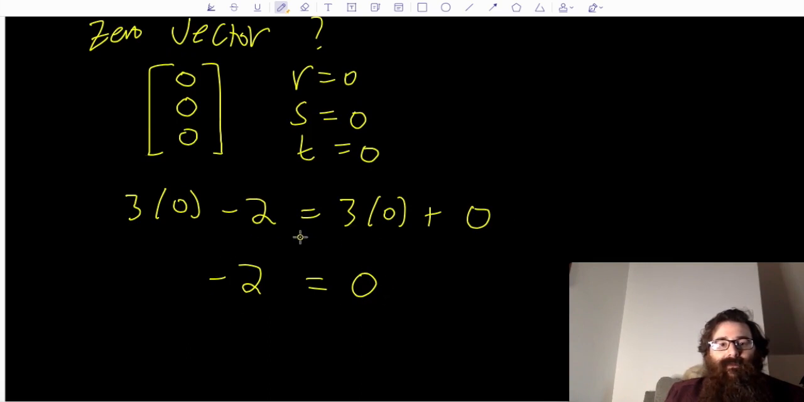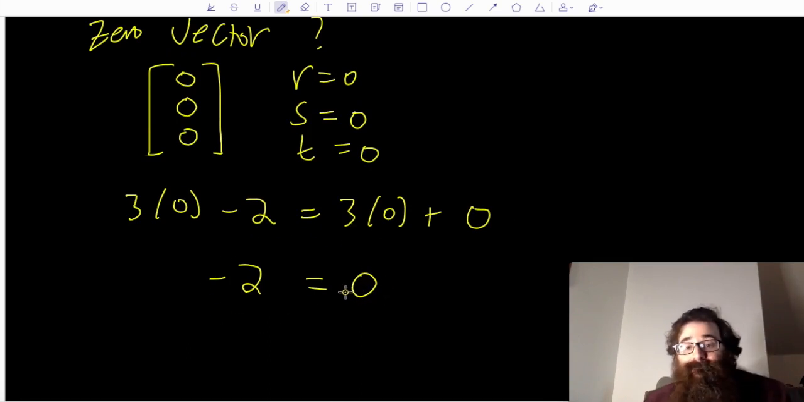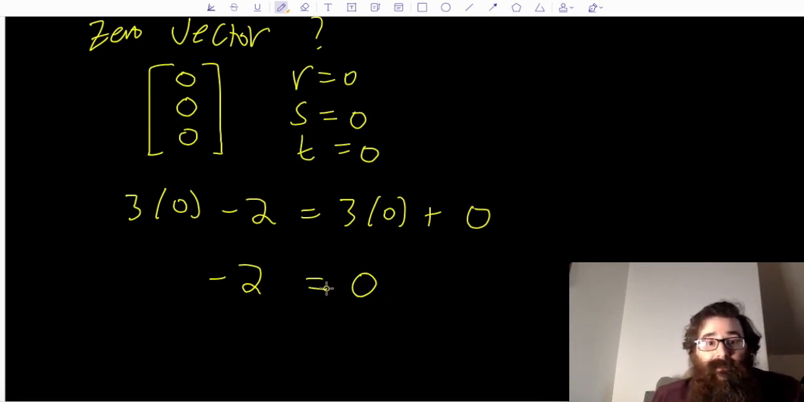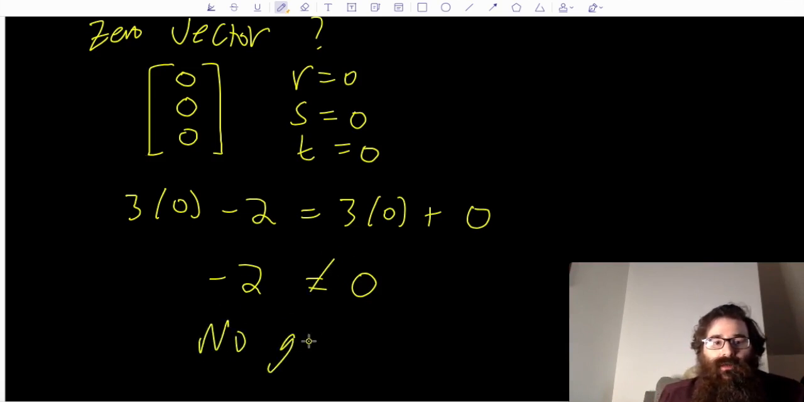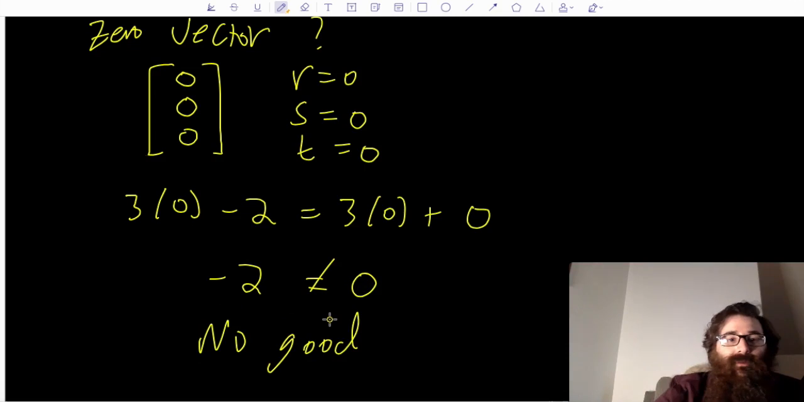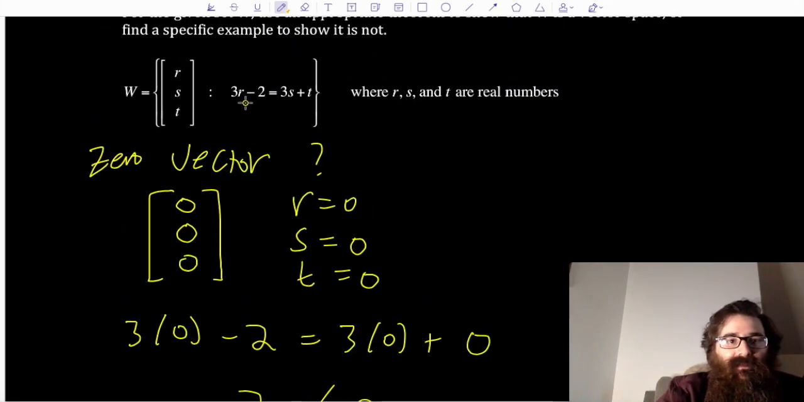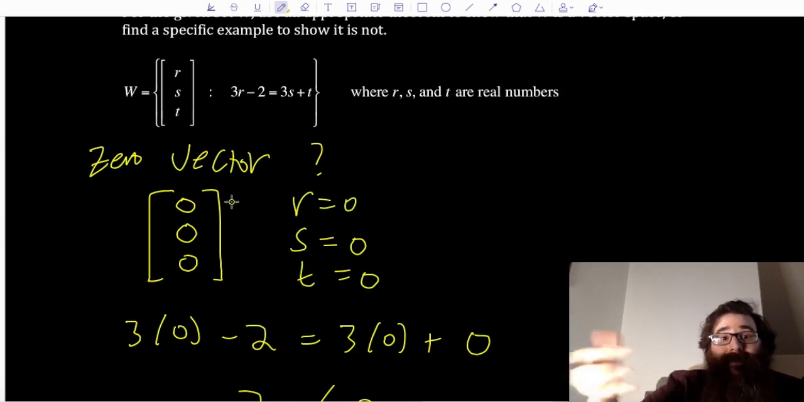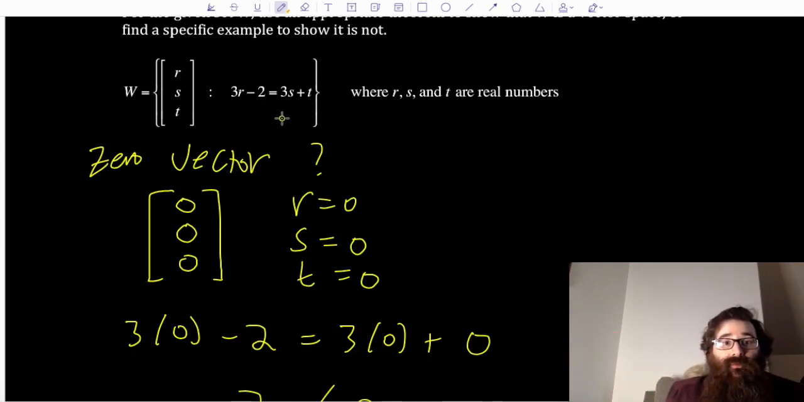How does this make you feel? I don't feel good. It makes me feel a little sick to my stomach, because this is not true. So this is no good. The only rule that we had for the vector is not going to work. I have to disobey it in order to get to the 0 vector, but I'm not allowed to. This is the one thing that I have to abide by.